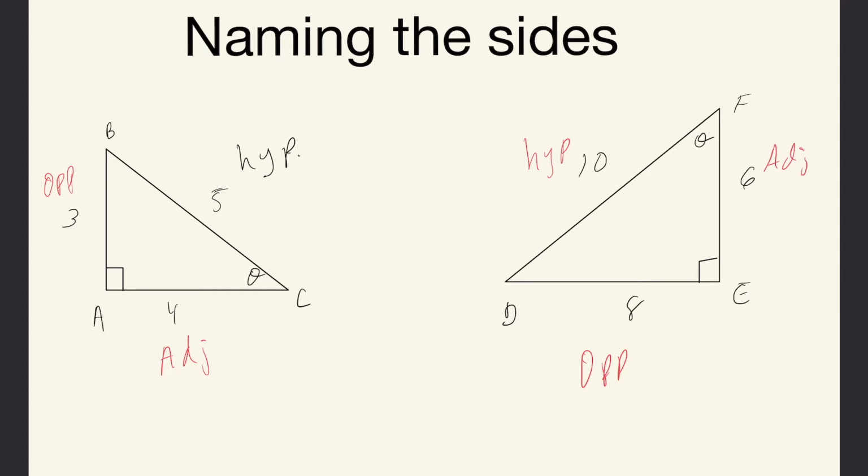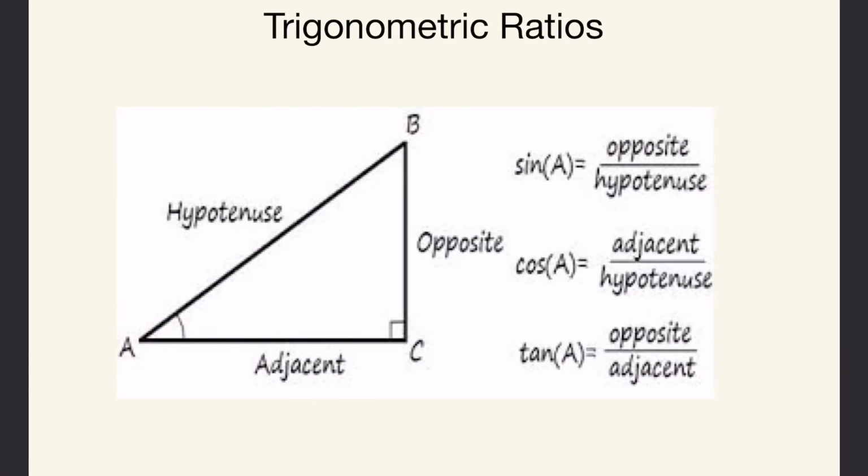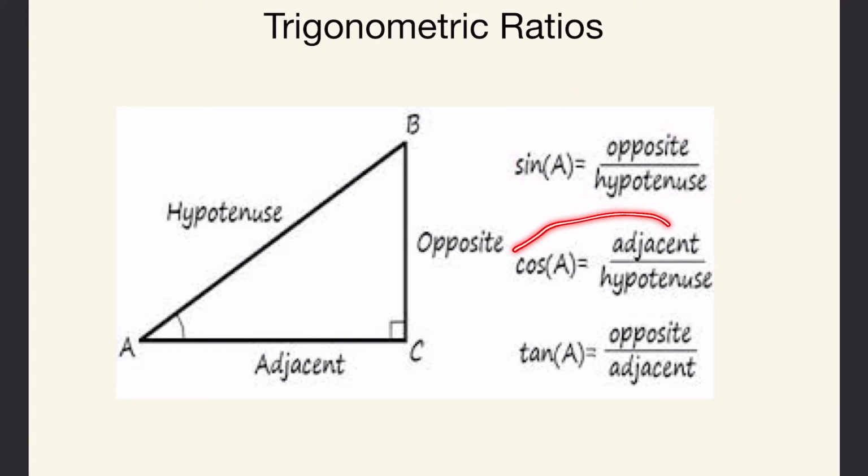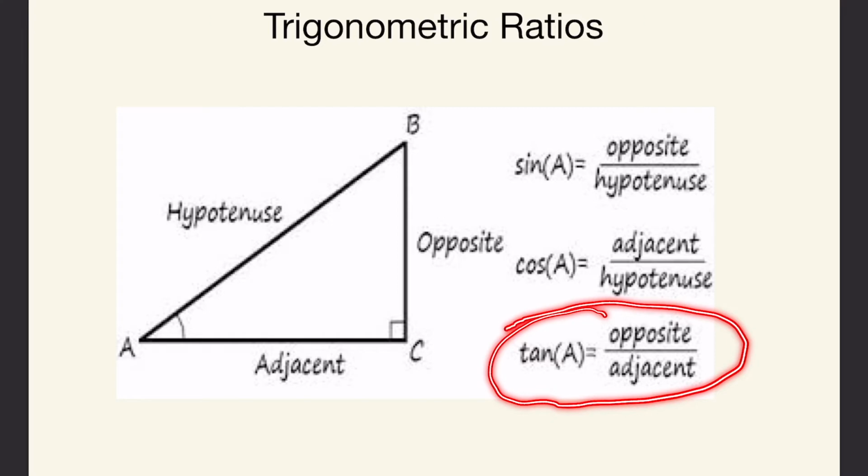Why is that important? Well, because we're going to be writing trigonometric ratios. We do have three of them. The first one says that the sine of the angle is equal to the opposite side divided by the hypotenuse. The second one says that the cosine of the angle is equal to the adjacent over the hypotenuse. And the third one says that the tangent of the angle is equal to the opposite over adjacent.